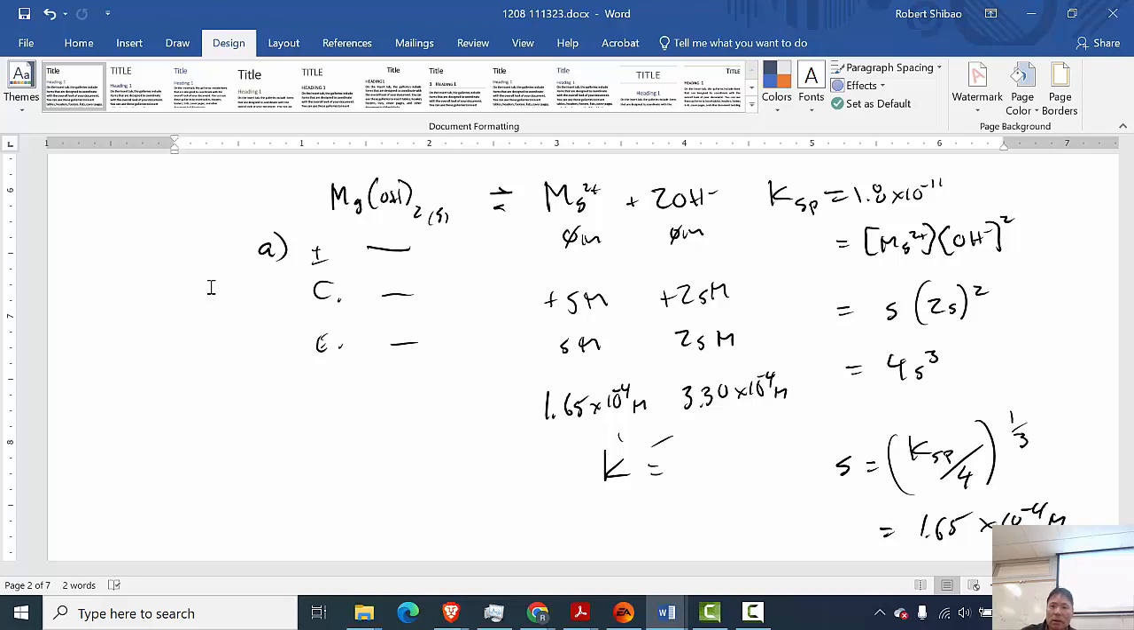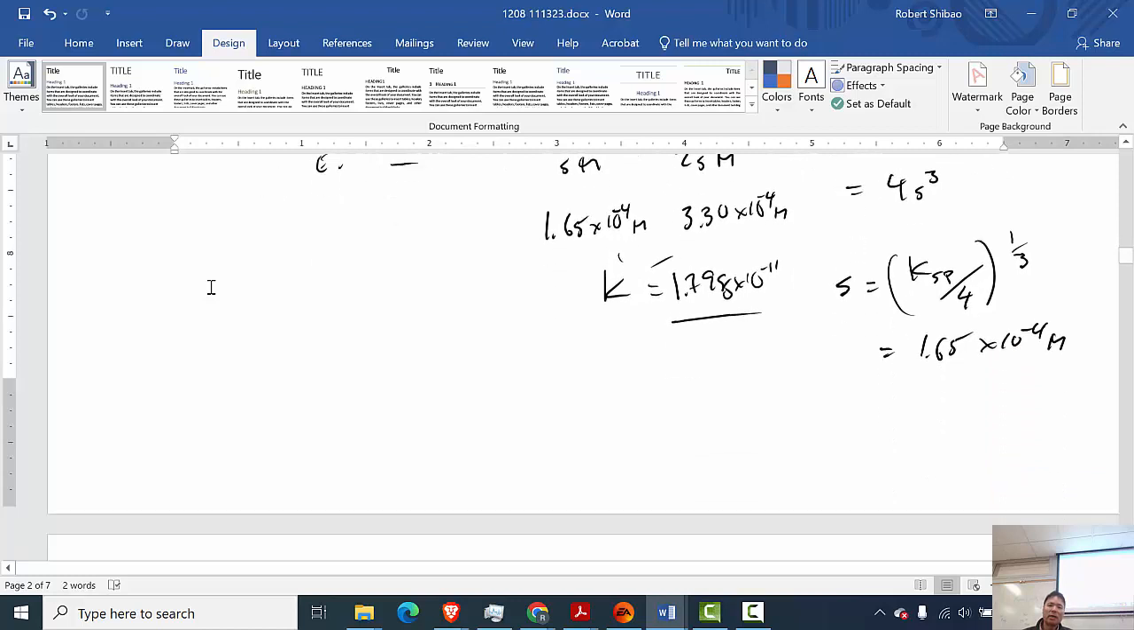So the hydroxide has to be squared, so I'm going to square that times 1.65 times 10 to the minus 4. And I get a K value of 1.798 times 10 to the minus 11, which is a good match. It should be 1.8. I pretty much got 1.8 times 10 to the minus 11. And so that seems okay.